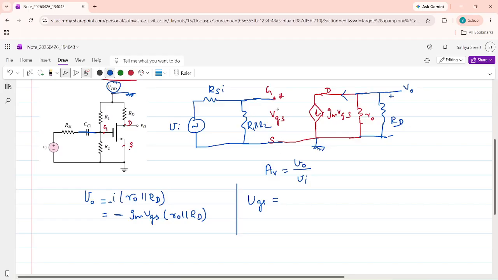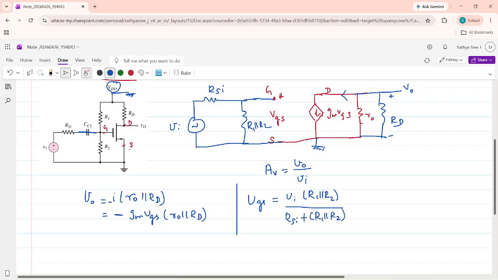This is VGS. VGS is certainly the voltage across the resistance R1 parallel R2. Now applying the voltage division rule, what is VGS? VGS is the total voltage, which is Vi multiplied by R1 parallel R2 divided by RSI plus R1 parallel R2.